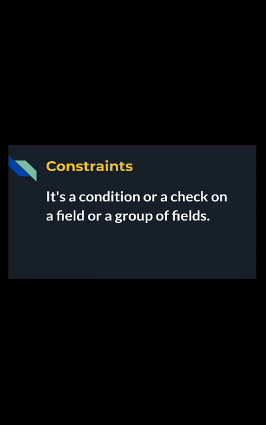Then constraints. First thing is, what is a constraint? We have used one or two, like the primary key constraint and the not null constraint. So what is a constraint? Actually it is a condition check. We want to put a condition on our data so that only if this condition is correct, the data is inserted. So it's a condition or a check on a field or a group of fields. First, the data is checked whether it is meeting the condition or not. If it is, then only that data can be inserted, otherwise it will not be inserted.